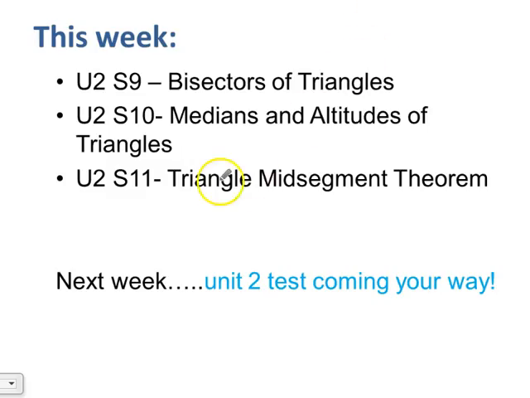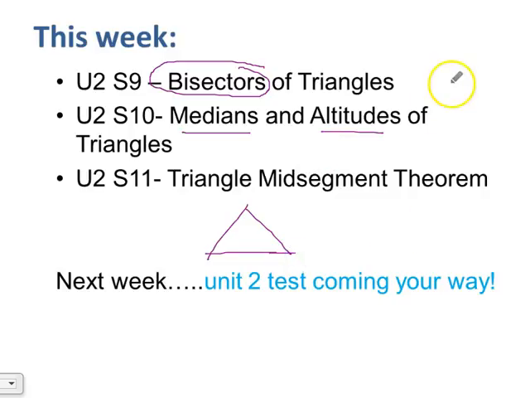So what are we working on this week? We're going to complete 3 sessions, session 9, 10, and 11 in Unit 2. And remember, we're still focusing on triangles. Unit 2 is all about triangles. This week we're going to explore bisectors of triangles. Whoop, there's that vocab word. We're also going to explore medians and altitudes of triangles. And then last but not least, we are going to explore the triangle mid-segment theorem. So again, we're still focusing on triangles in Unit 2.